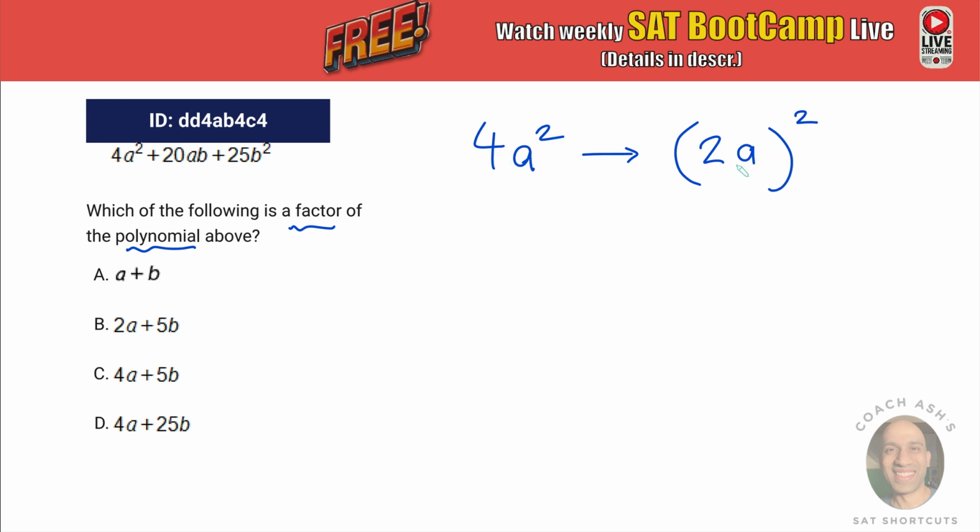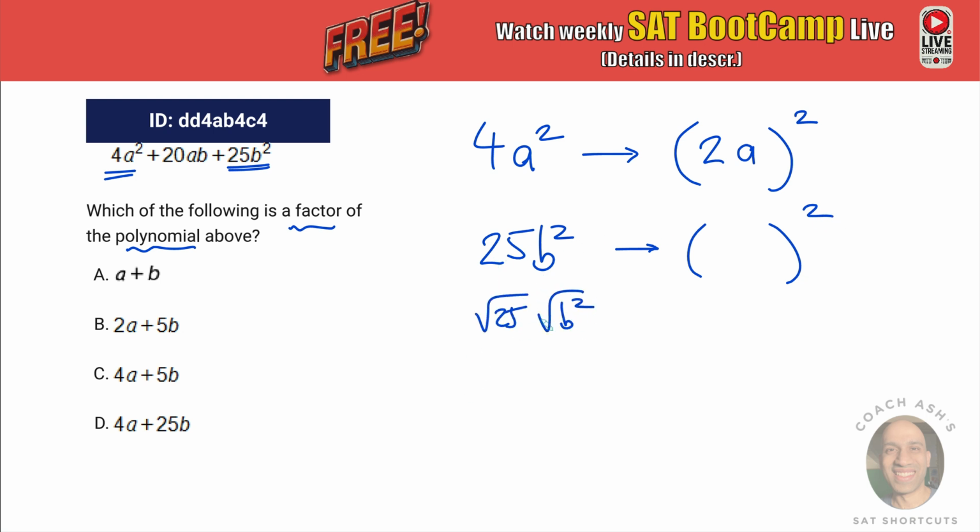Hopefully this makes sense to you. If it doesn't, post it in the comments and I'll explain further what this means. So you've got 4a squared here. And then let's look at this one and see if you can find it the same way. 25b squared. What number squared gives you 25b squared? Remember, you have to take the square root of 25 and also the square root of b squared. So what value would you get now? You will get 5, because 5 times 5 is 25, and b, because b times b gives you b squared.